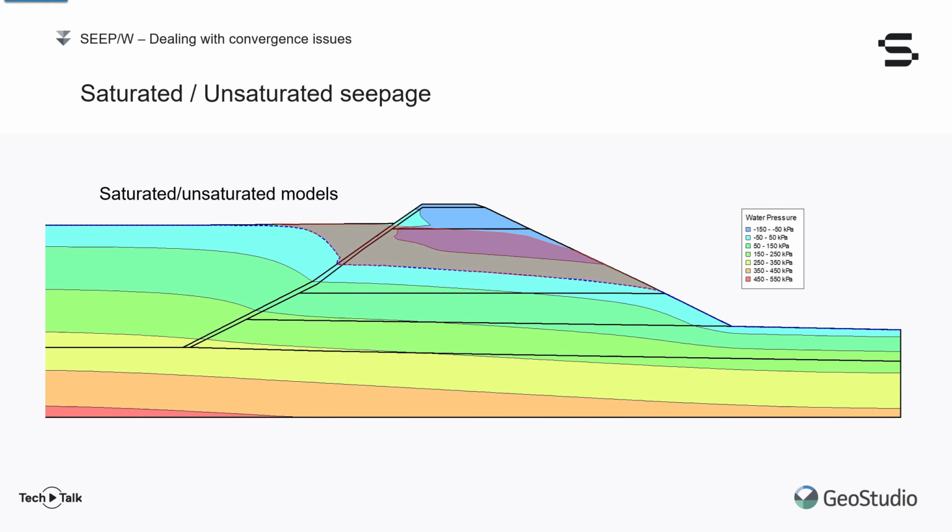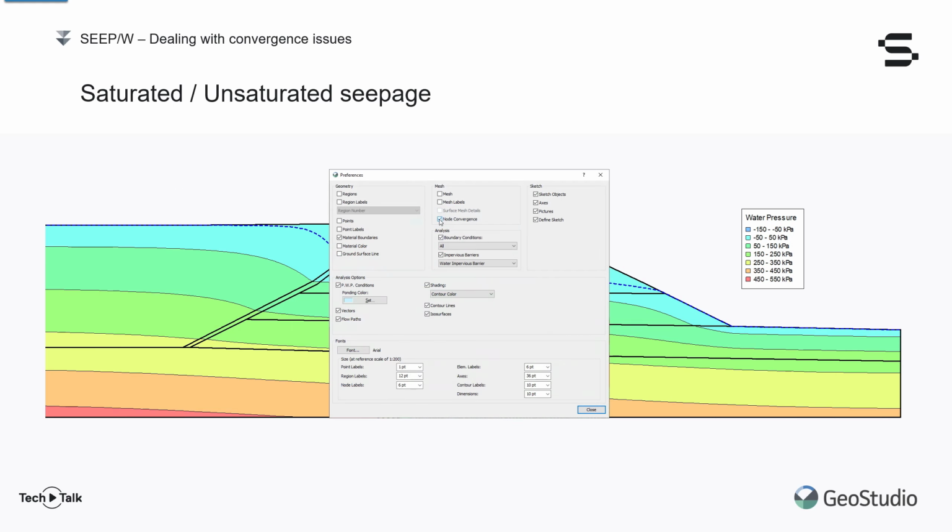However, this pore water pressure distribution might not paint the full story. As we discussed a moment ago, using saturated-unsaturated material models will now require that the solver iterates to find a properly converged solution. By going into the View Preferences window, we can turn on Node Convergence to view if we had any convergence issues once the analysis was resolved.